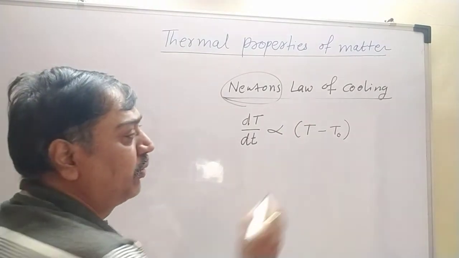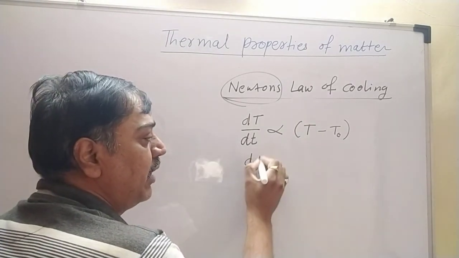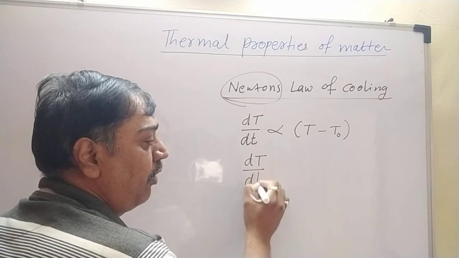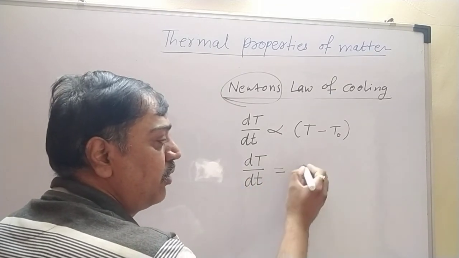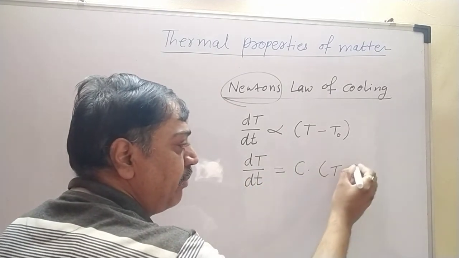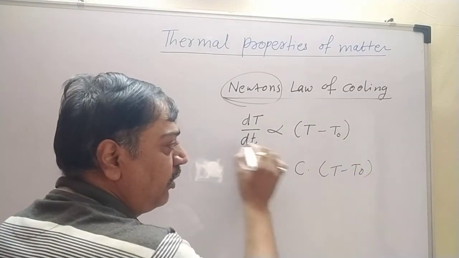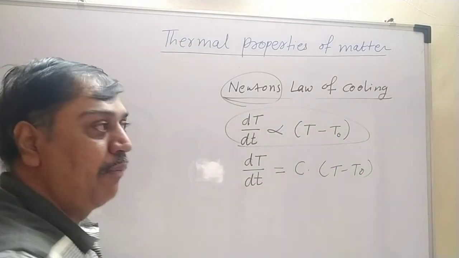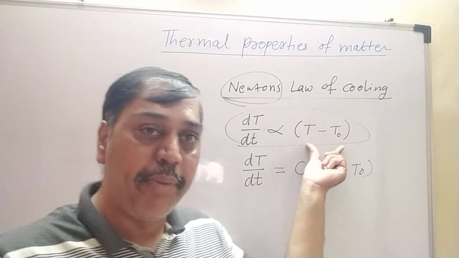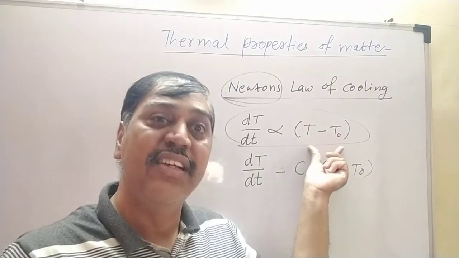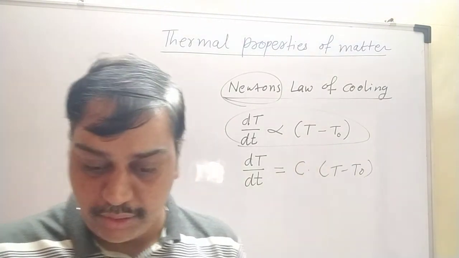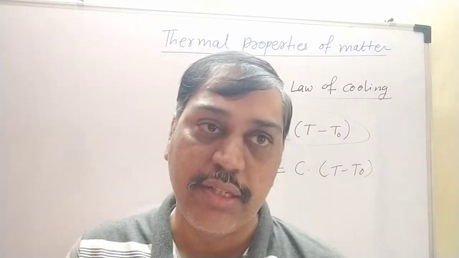Now further, you can remove the proportionality sign and write dT/dt, the rate of fall of temperature of the body, is equal to some constant c into T minus T0. This law is applicable provided the difference in temperature of the body with the surroundings is small. Then and only then is this law obeyed. That is Newton's law of cooling.